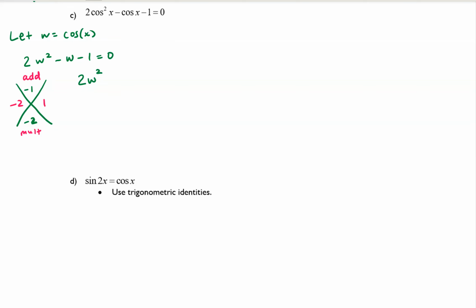Before we get into the factoring, I'm separating the middle term so that I can rewrite the equation as 2w squared minus 2w plus w minus 1 is equal to 0. Now, in the first two terms, I can factor out a 2w, and if I do that, I'm left with w minus 1. And then in the second two terms, I'm just going to factor out a 1, which doesn't really change anything.